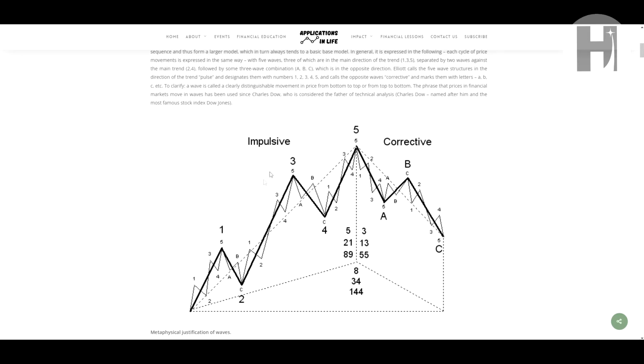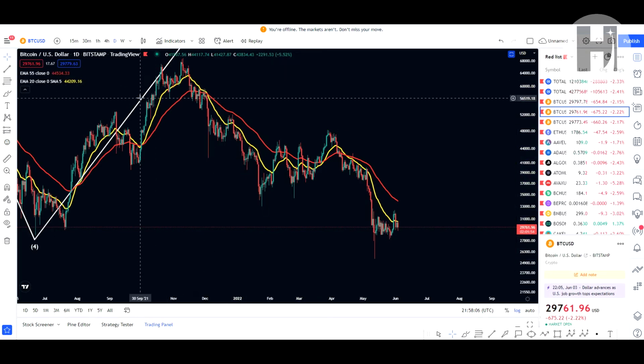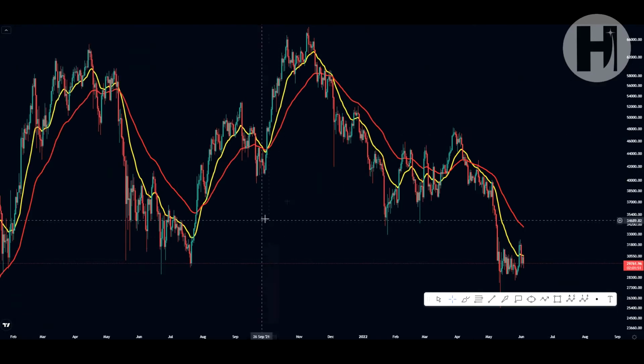So basically, the 5-wave structure here is very, very simple. Now, I'm going to drop over to Bitcoin's chart over here, and a little bit of a spoiler here. I'm going to remove that, and let's jump into the Bitcoin chart.